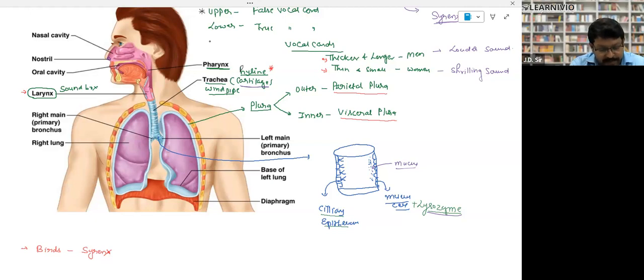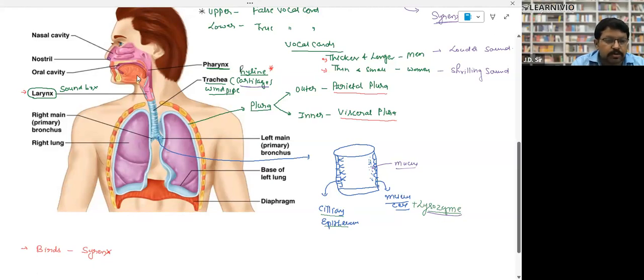It is also lined by mucus cells, which secrete mucus. Full stop. Mucus also prevent and kill germs and antigen. Full stop.